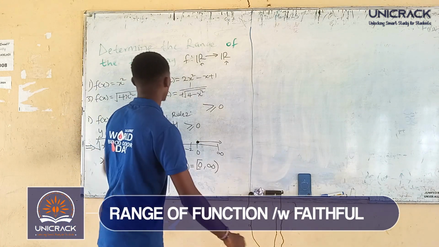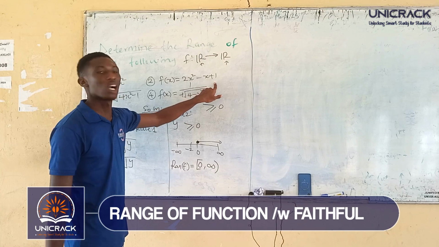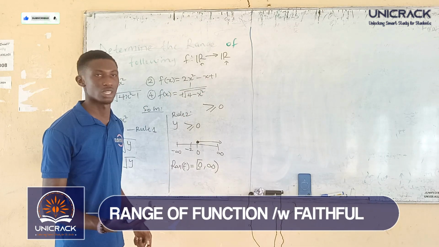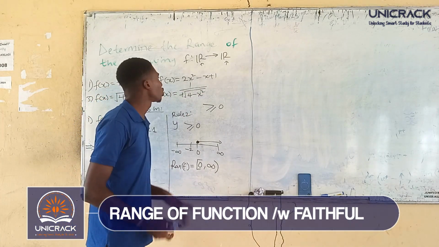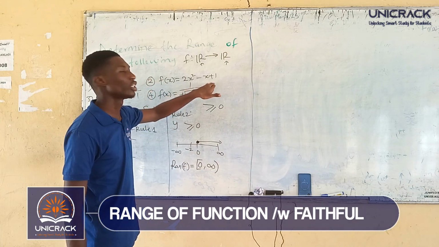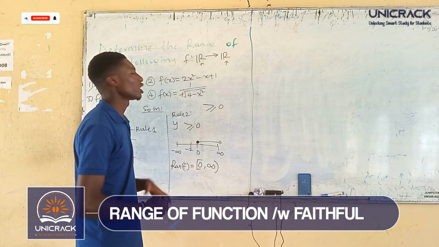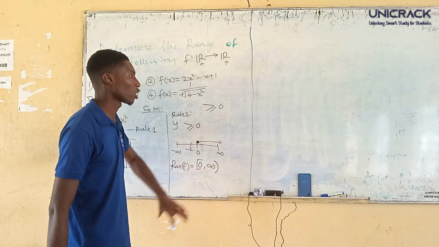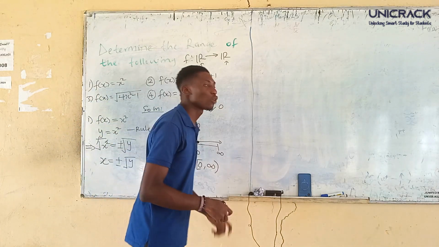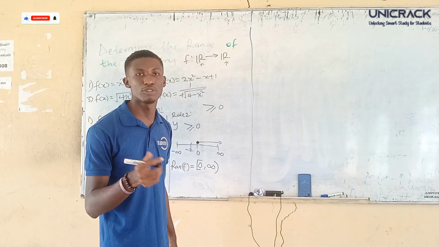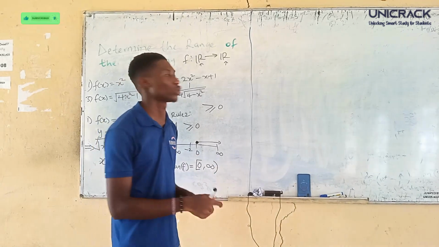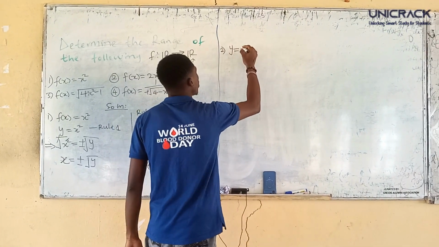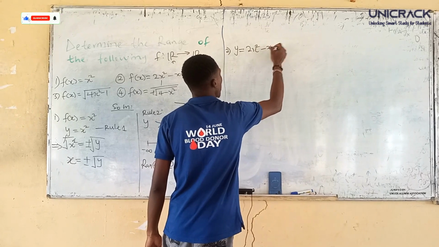The next one says we should find the range of this function. Now this is a quadratic equation, so it's a quadratic function in this case. Finding the range of this is a little bit more tricky and a little bit more complex than the ones you would have come across. Why is that? Because for this quadratic equation, for us to make x subject of the formula, we would have to use a different approach. How? Now for question number 2, we'll say y is equal to 2x squared minus x plus 1.